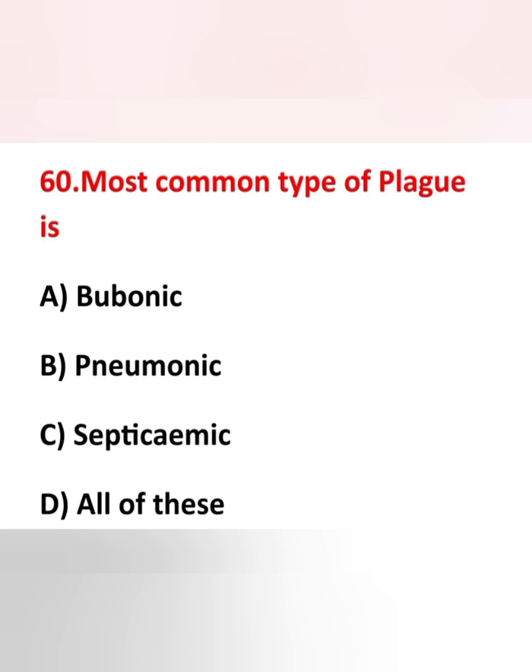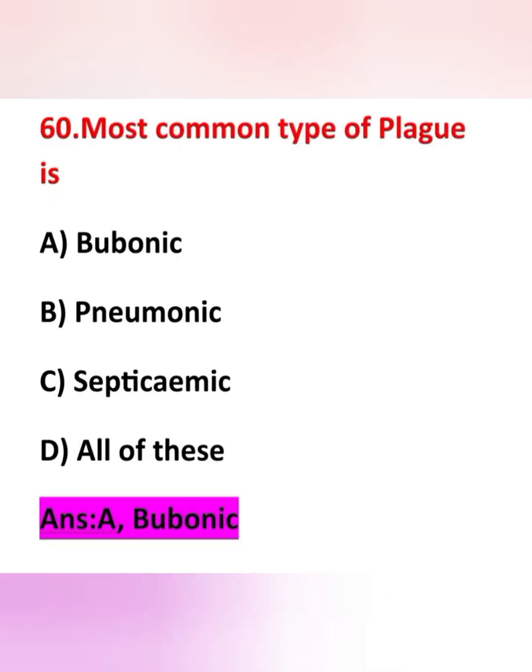Question number 60. Most common type of plague is. Options are option A bubonic, option B pneumonic, option C septicemic, option D all of these. Here the question is which is the most common type of plague? Okay, and the correct answer is option A. Bubonic is the correct answer. Bubonic plague is the most common type of plague.